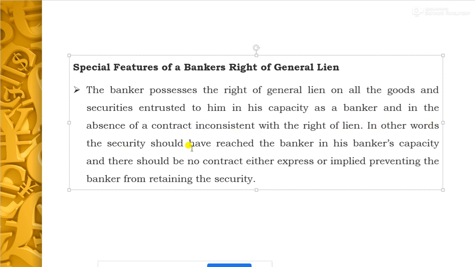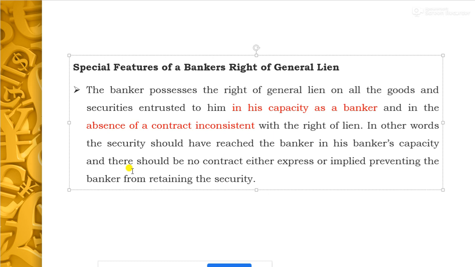In other words, the securities should have reached the banker in his banker's capacity and there should not be any contract, either express or implied, preventing the banker from retaining the security. So, the first feature of banker's right of lien is that the banker possesses the right of general lien on all goods and securities entrusted to him in his capacity as a banker, and in the absence of a contract inconsistent with the right of lien. In other words, the securities should have reached the banker in his banker's capacity and there should not be any contract to the contrary, whether it is an express contract or an implied contract, preventing the banker from retaining the security.